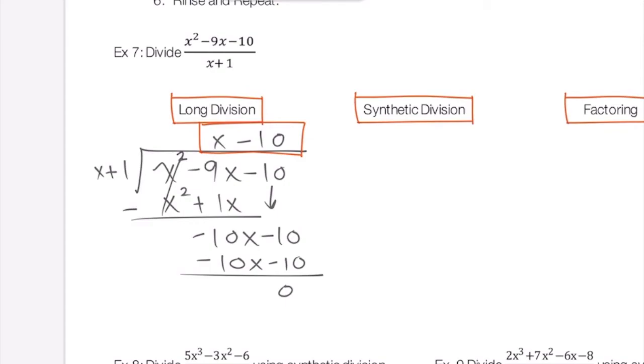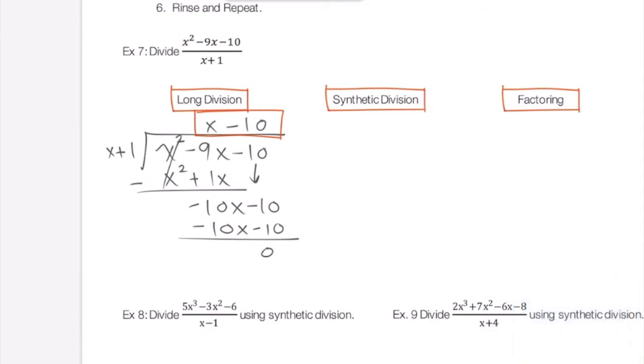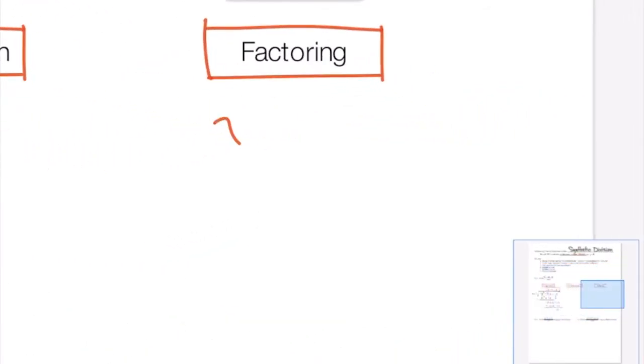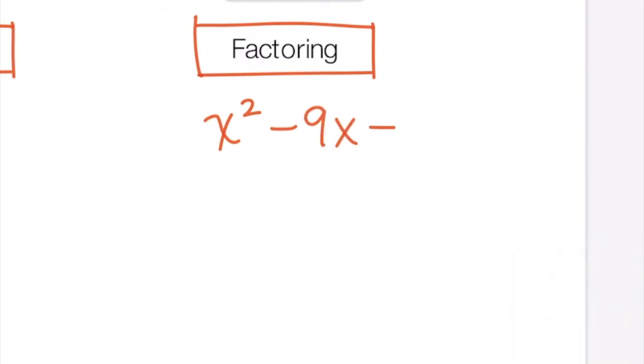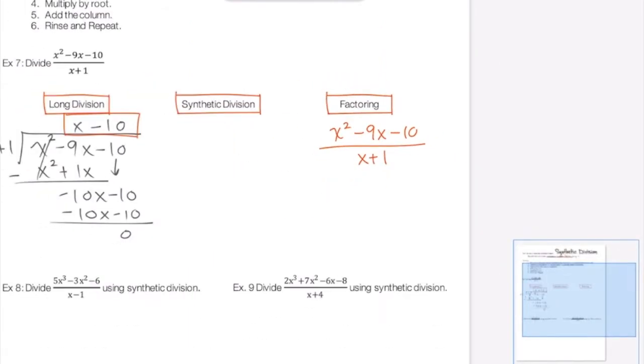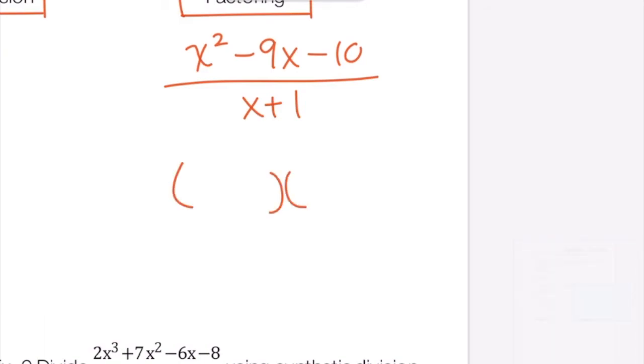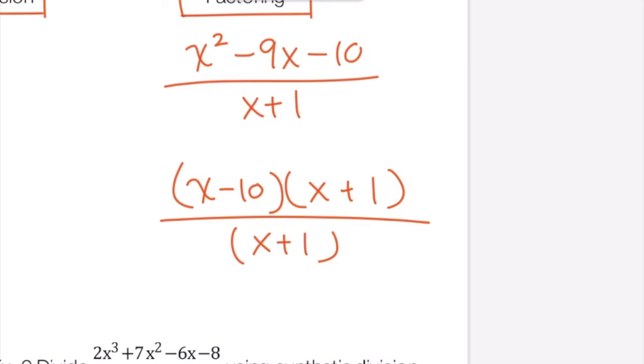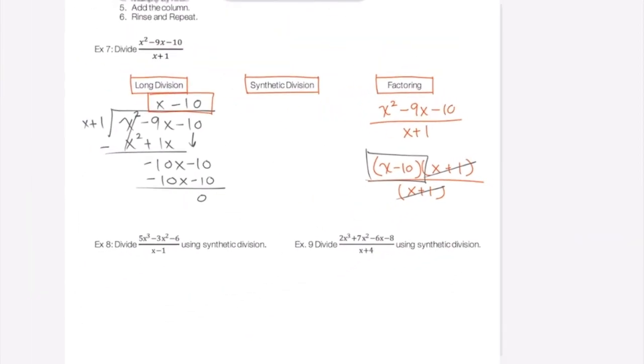Because there's no remainder, that tells us that x plus 1 is a factor of that polynomial. Let's look at that over here on the right. If we wanted to rewrite x squared minus 9x minus 10 over x plus 1, we could factor the top trinomial. We want to find the factors of negative 10 that add to negative 9. So x minus 10, x plus 1, and then we're dividing that by x plus 1. What happens? You can cancel common factors on the numerator and denominator, and you end up with a final quotient of x minus 10. So see the connection between those two. You do different procedures, but you end up with the same exact answer.